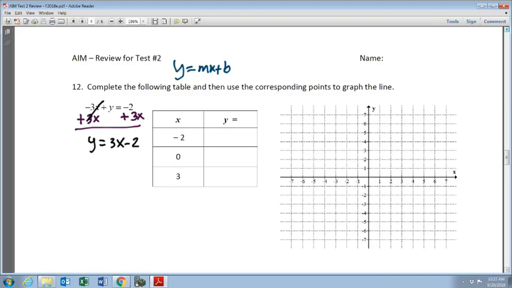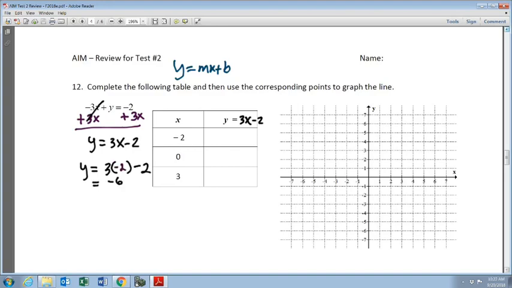So the way that this works is we know there's infinitely many solutions to this equation, and we write them as points. They're going to have an x and a y value. And normally we can pick whatever x values we want, but they've actually chosen for us here. So I'm going to go ahead and write y equals 3x minus 2 on the right there, but let's go ahead and substitute in the first value, negative 2.